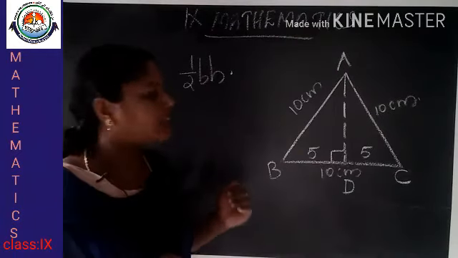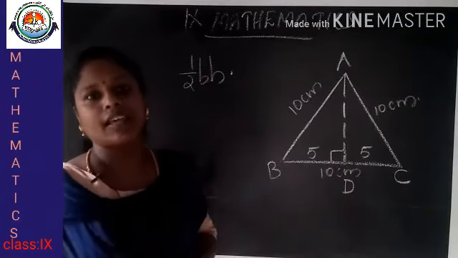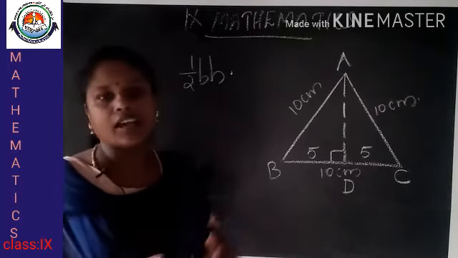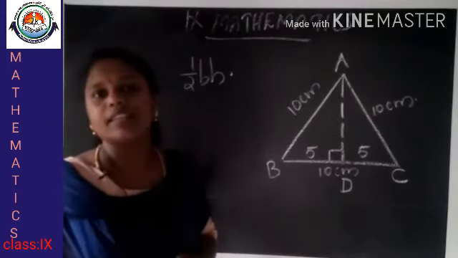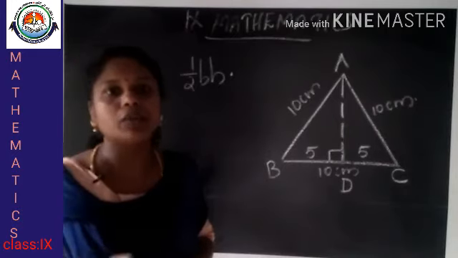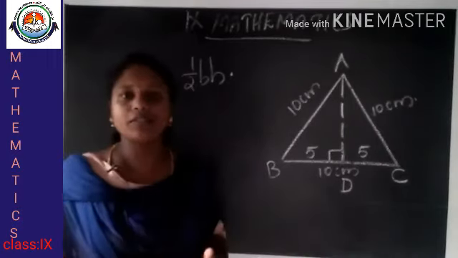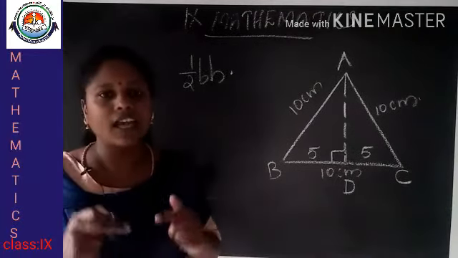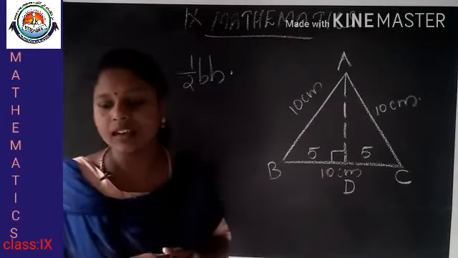It is applicable for a right angled triangle, and an equilateral triangle also. And we can check whether it is applicable for an isosceles triangle. What is an isosceles triangle? Isosceles triangle means a triangle with two sides equal.